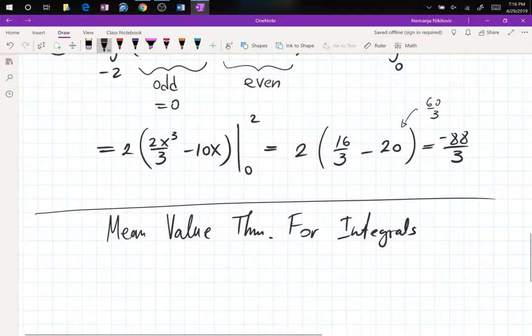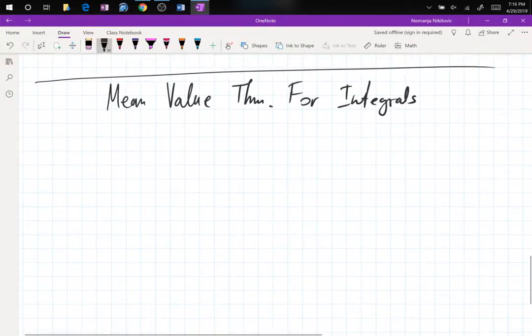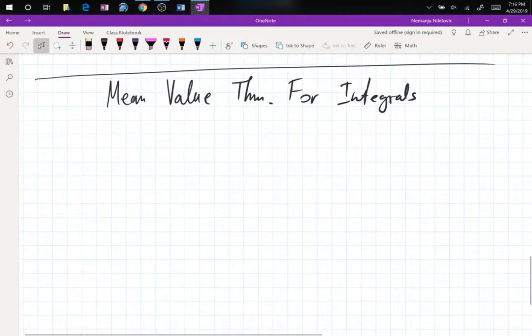So you had your mean value theorem for derivatives: f prime of c is equal to f of b minus f of a divided by b minus a. We said that that was when the average is equal to instantaneous, and you were able to calculate the value c at which this thing was happening.